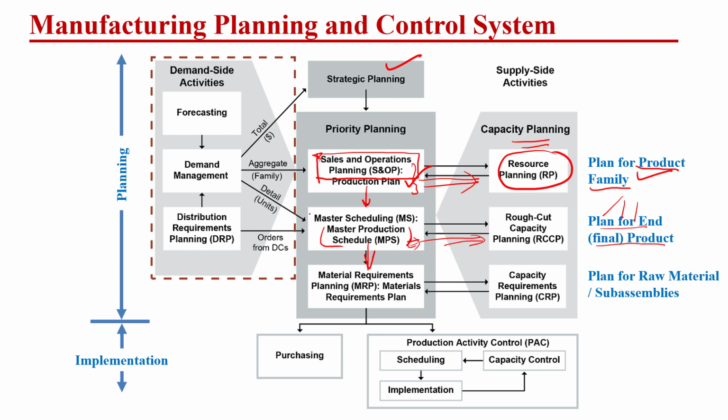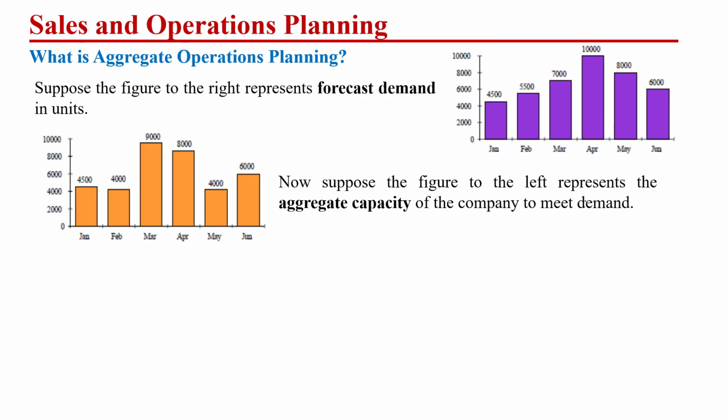But in this lecture, we are going to talk about this part, in which we will try to develop the master production schedule, as well as see how we can relate this master production schedule with the aggregate production plan. And once we have developed the master production schedule, we will see how we can do the capacity planning, which is called rough cut capacity planning.